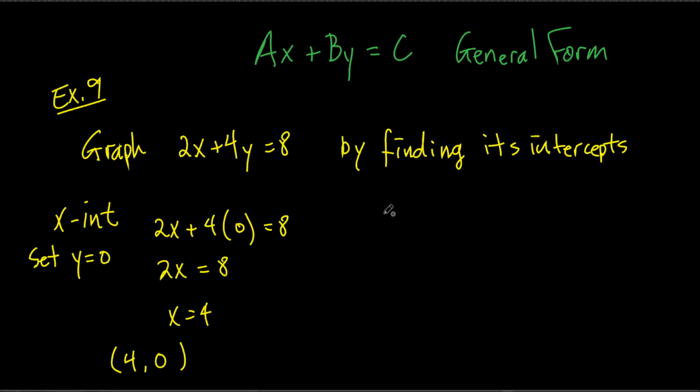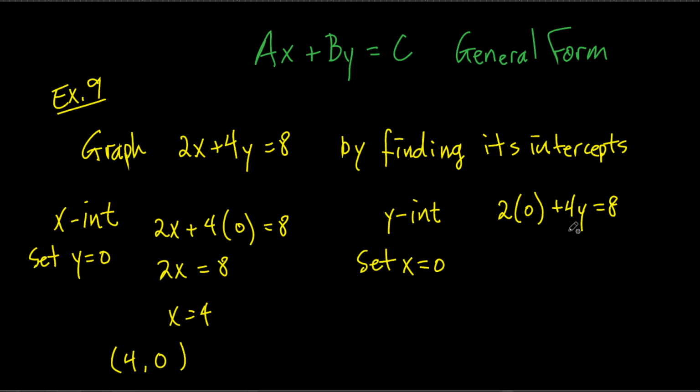Well, let's find another point, and let's find the y-intercept. So the x-intercept, we set y equal to 0. To find the y-intercept, we set x equal to 0. Remember all that? Hope so. And now let's put it into that equation. So x is 0 this time. So 2 times 0, plus 4y equals 8.